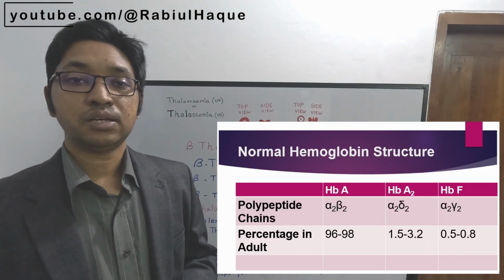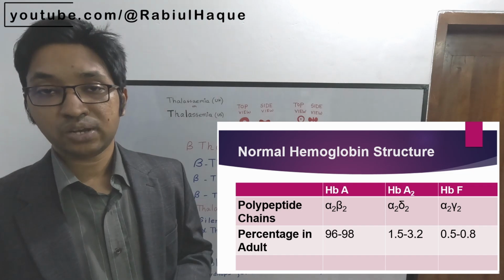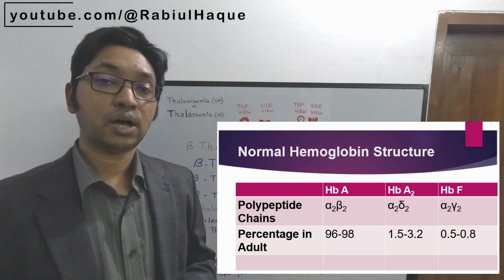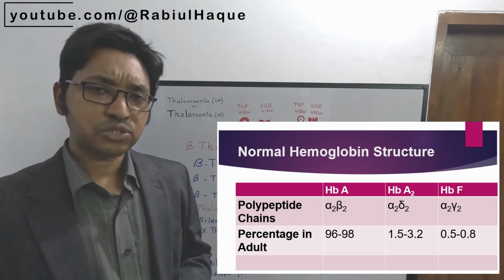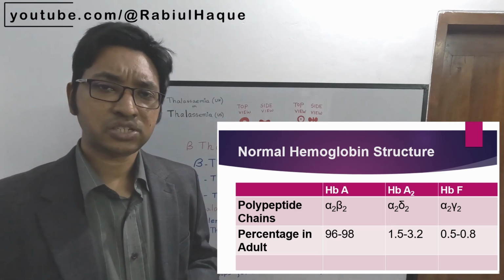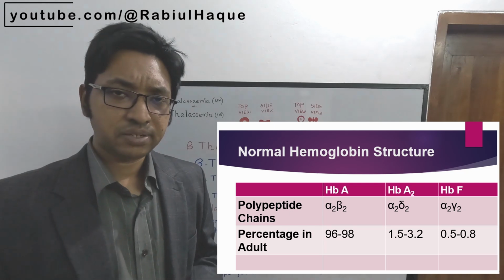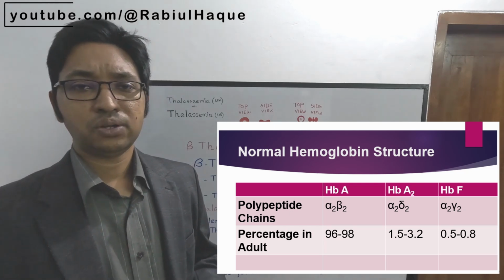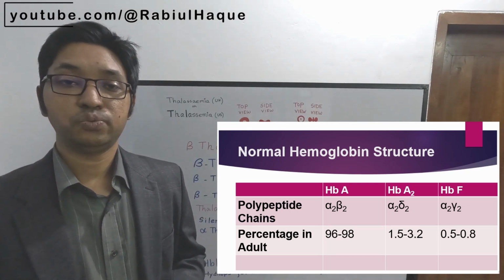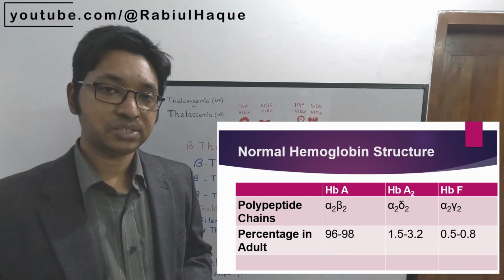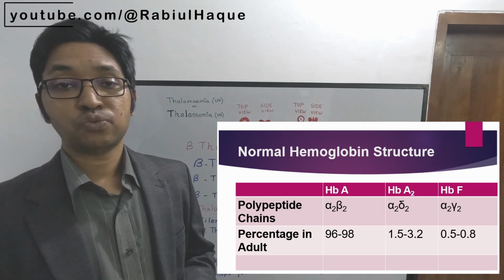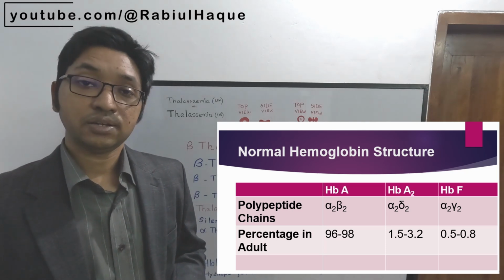Hemoglobin A is the main hemoglobin in adult life and it is composed of 2 alpha globin chains and 2 beta globin chains. Hemoglobin A2 is present in small percentages in adult life and it is composed of 2 alpha globin chains and 2 delta globin chains. And hemoglobin F is the predominant hemoglobin in fetal life and it is composed of 2 alpha and 2 gamma globin chains.